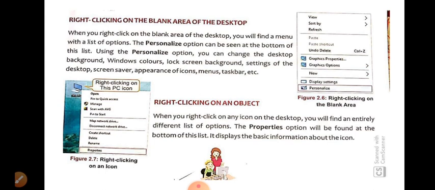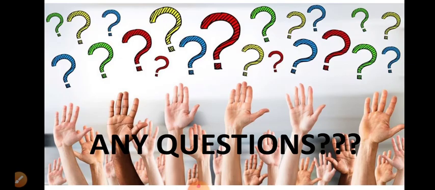Now right clicking an object, that is Figure 2.7. When you right click on any icon of the desktop, you will find a different list of options. At the bottom of the list, you will find the Properties option, where you can find the basic information about the icon.